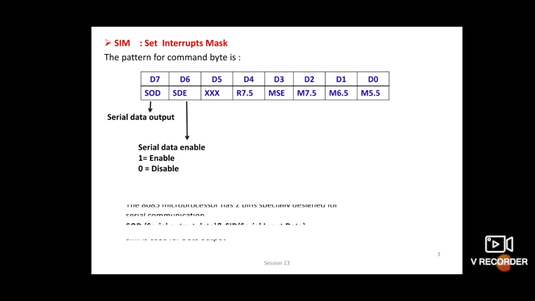Students, the 8085 microprocessor has 2 pins specially designed for serial communication. We have already seen these 2 pins at the start in the pin diagram: SOD and SID. These 2 pins are used for the SIM and RIM instructions. SOD means serial output data and SID means serial input data. So SIM is used for data output.